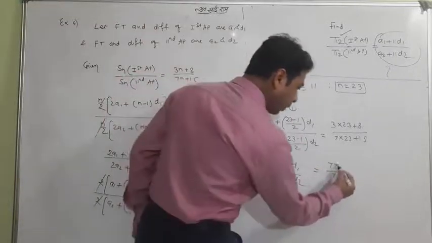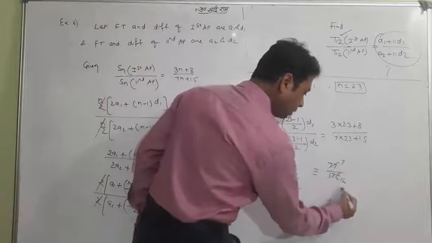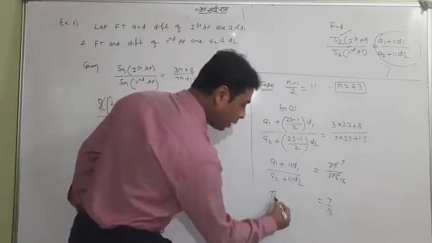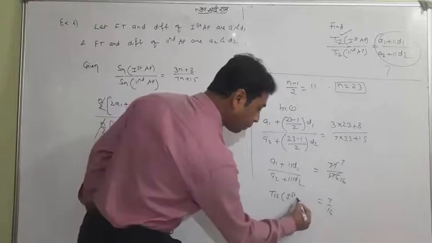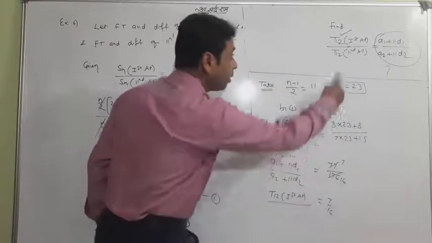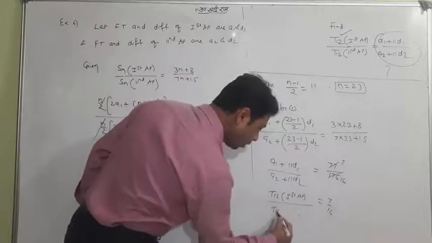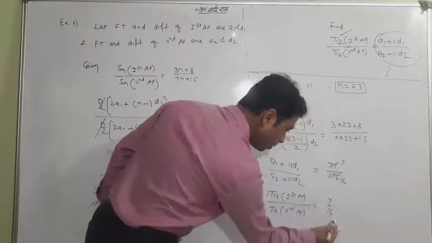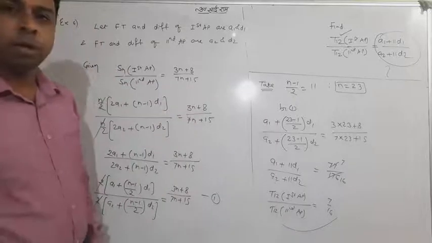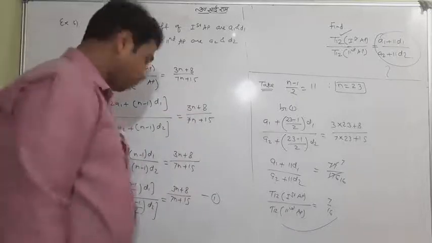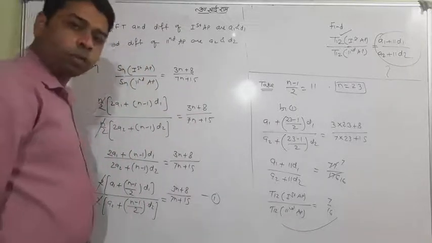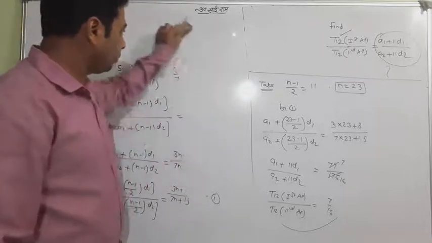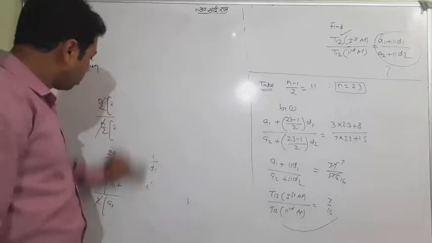You can cancel by 11. 11 sevens are 77, 11 sixteens are 176. This is 7 by 16. And what is a1 plus 11 d1? It is the 12th term of the first AP. You already have written here, look. And this is the 12th term of the second AP. So this is 7 by 16. You have got the answer. I think it is a very simple method, seen already in class 10. It is so easy. It's an important one.